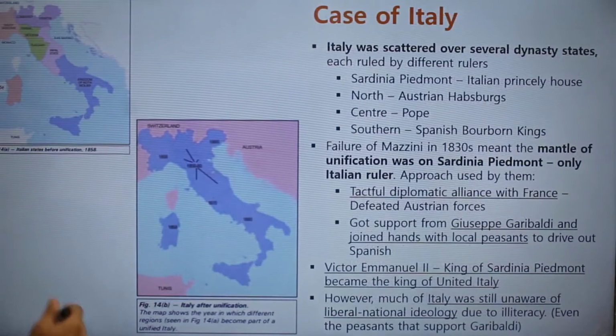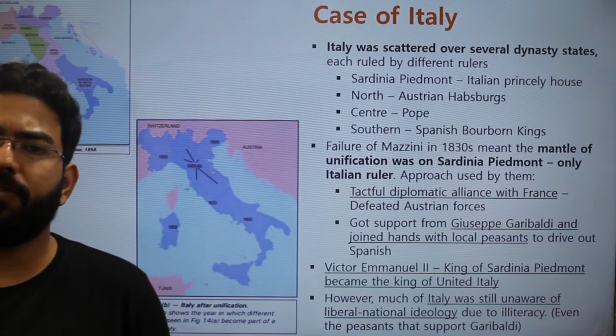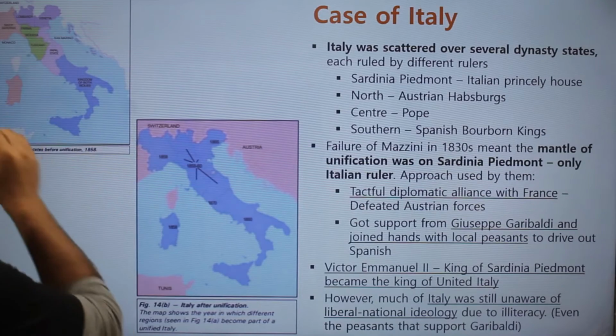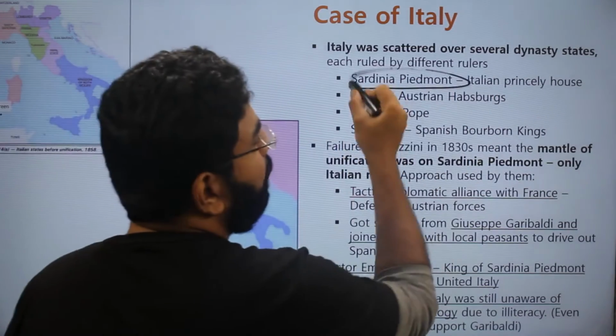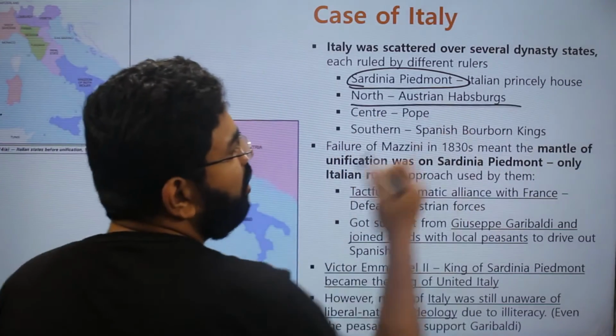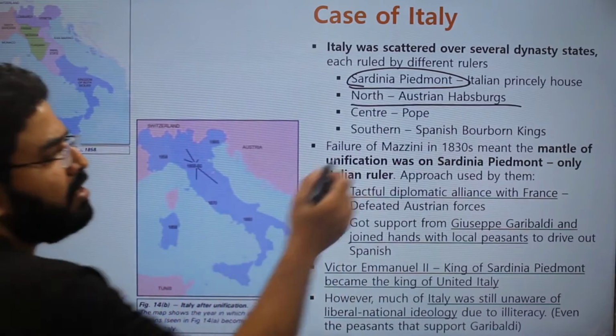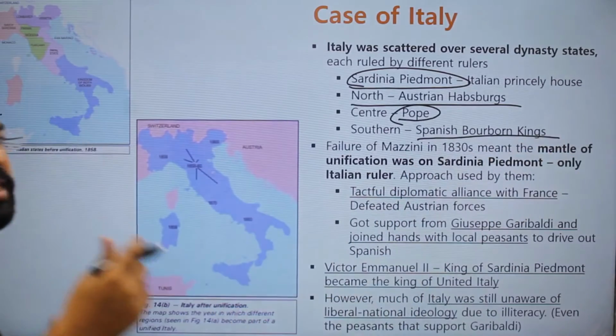Now let's look at the case of Italy here. So Italy was also made of several different kingdoms. So we had Sardinia Piedmont, which was a princely house. Then in the north we had the Austrian Habsburgs. Then the Pope was there in the center. Then Spanish Bourbon kings were there in the south.